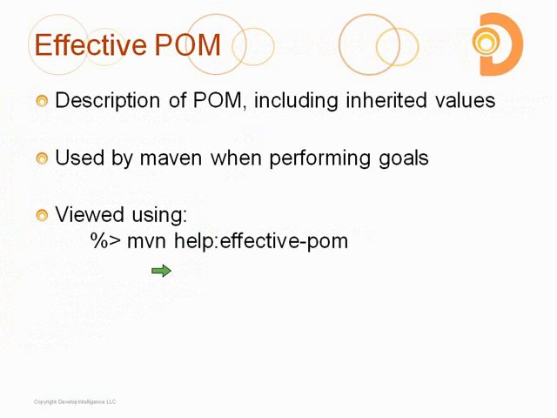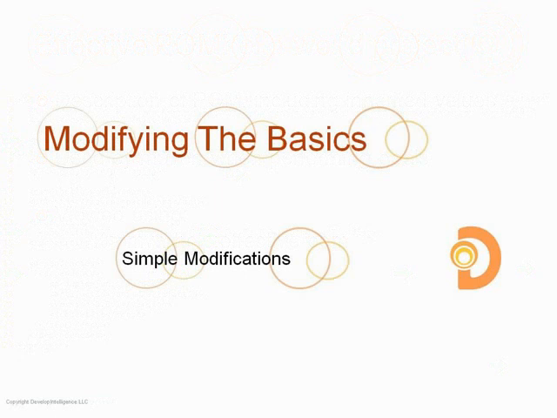The plugin is the help plugin. The goal is Effective POM. And Effective POM is going to show you all of the configuration that exists for your particular POM. So if I have multi-module POMs or if I have inheritance, I would use this to help me debug. Make sense? Yep. Okay, so I don't think we need to do a lab on that. It's just a command. You can figure it out. It's pretty straightforward.